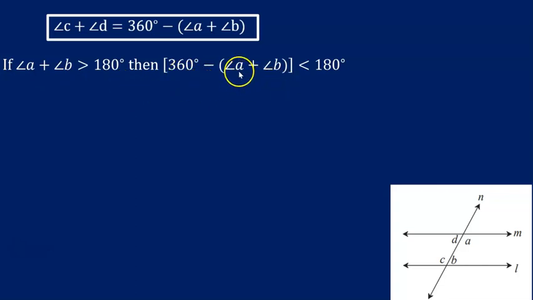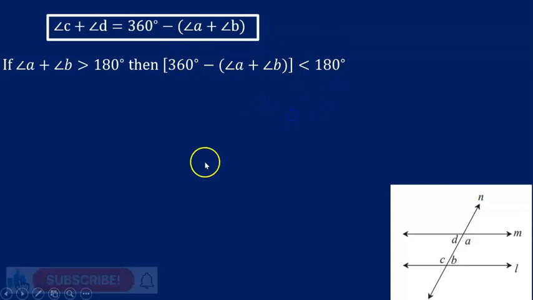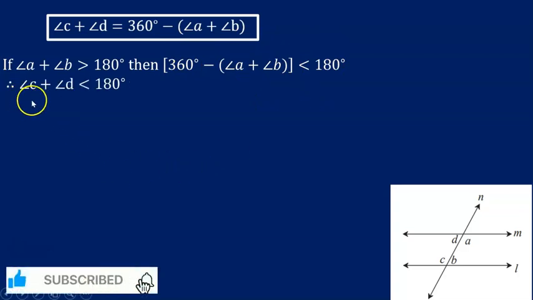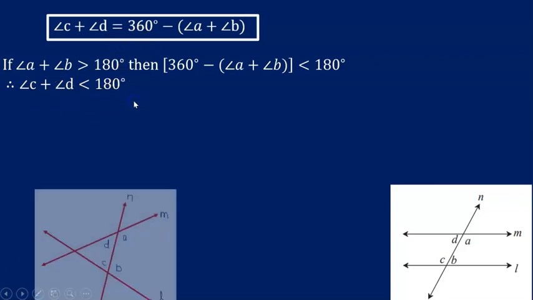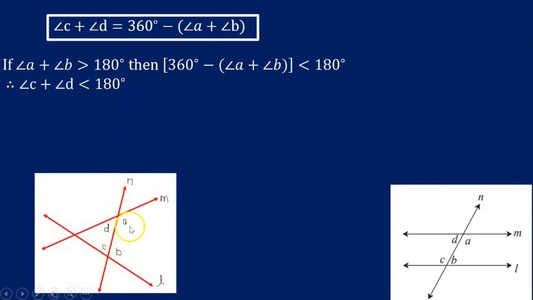It's clear that as A plus B is greater than 180, therefore 360 minus a number which is greater than 180, their subtraction is clearly less than 180. Therefore, the measure of angle C plus the measure of angle D must be less than 180. Okay, what does that mean? As the measure of angle C plus the measure of angle D is less than 180, it means that the lines M and L are intersecting.